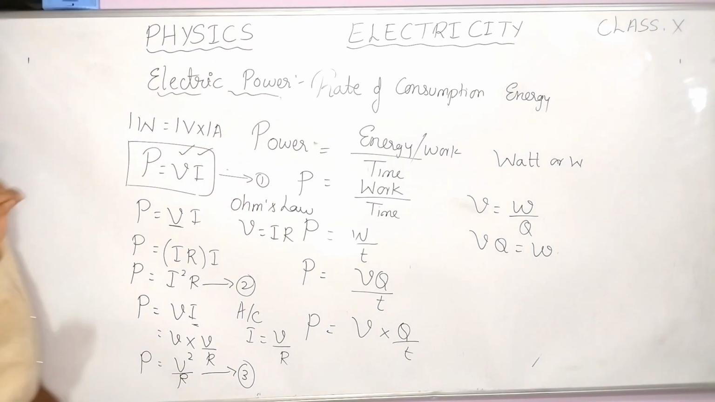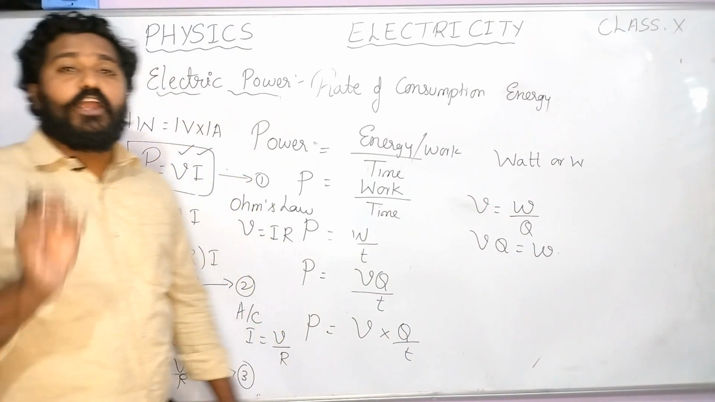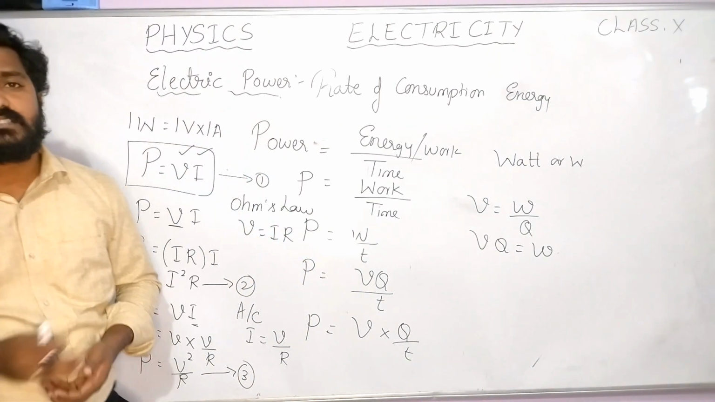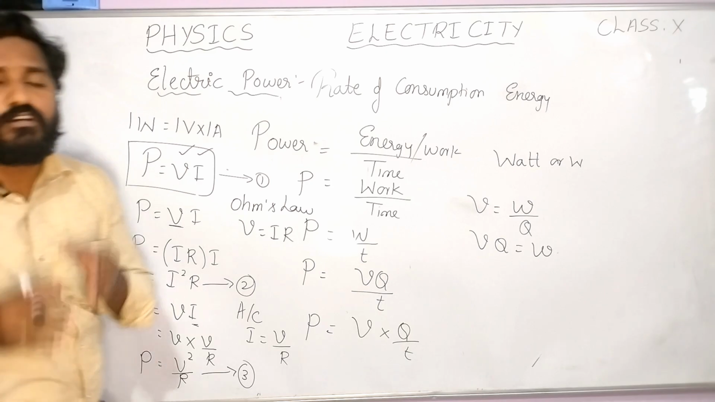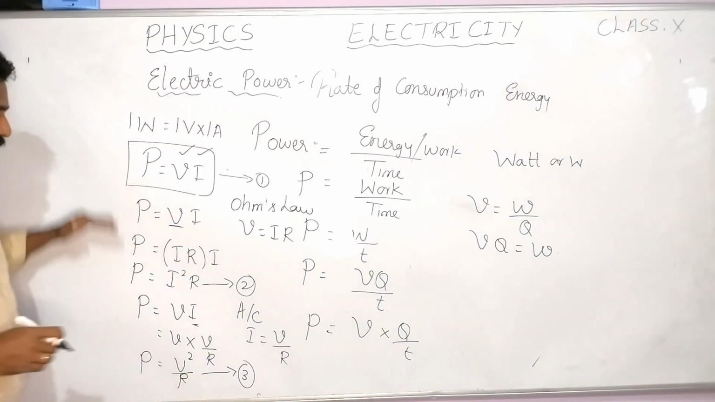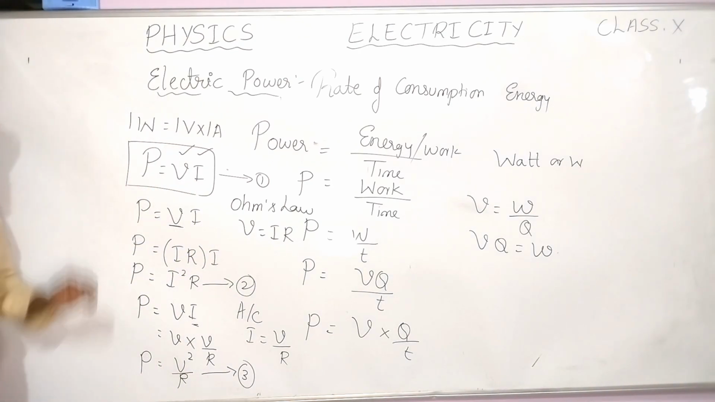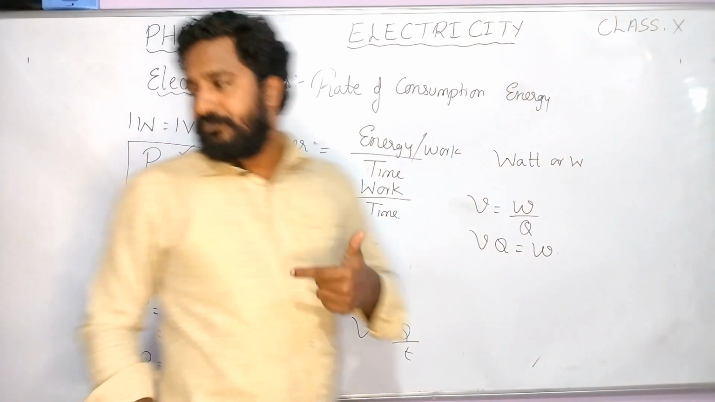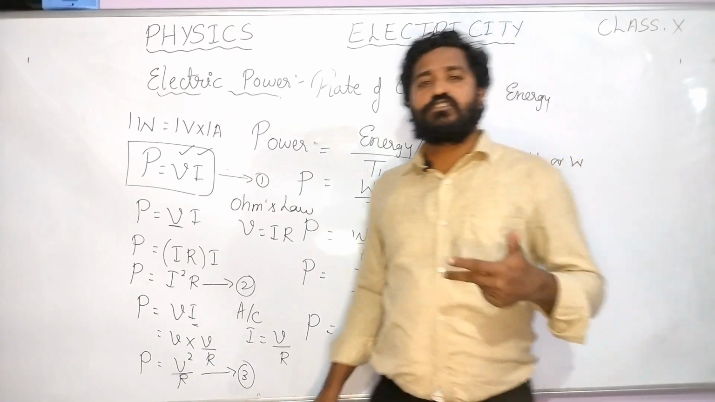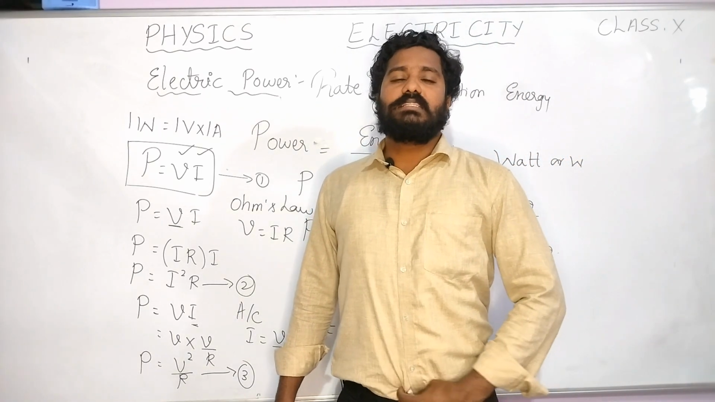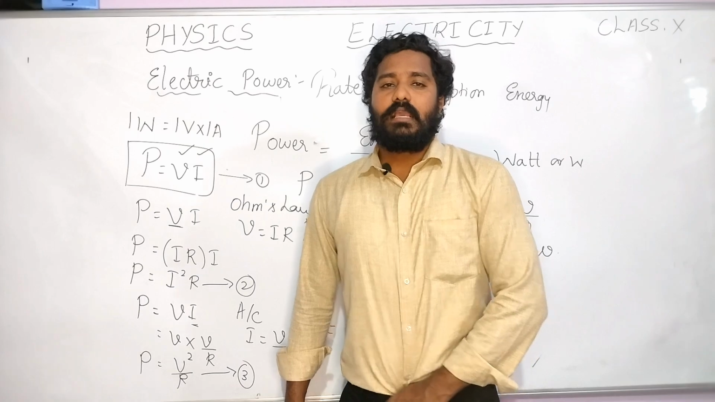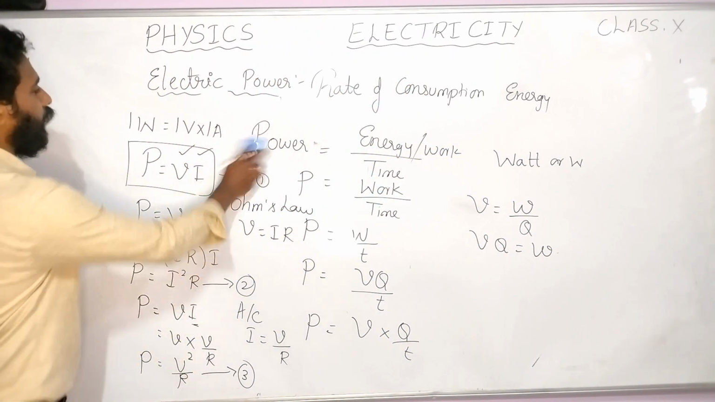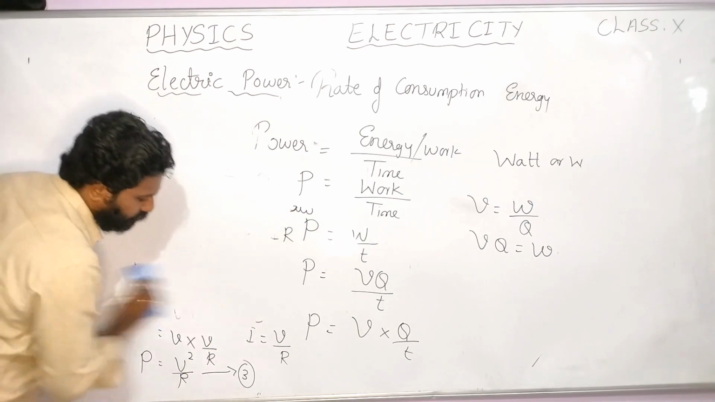Okay, very important, children. In problems, they will give you 2 marks or 3 marks: calculate the electric power. If they give that, you have to use any one of these equations. Which are the equations for electric power? P is equal to VI, P is equal to I square R, P is equal to V square by R. So these are the three expressions for electric power.